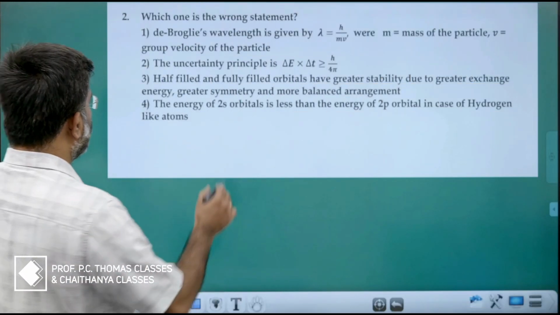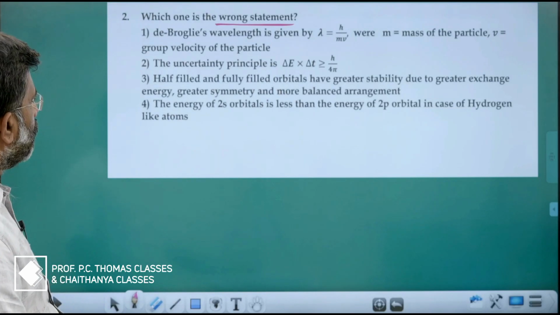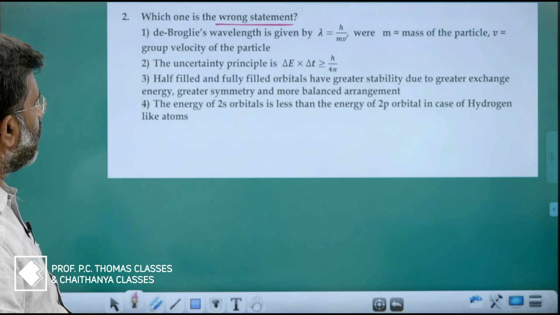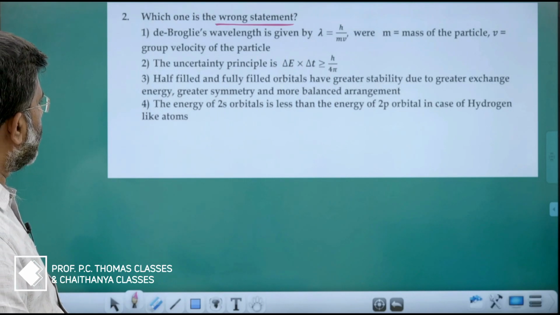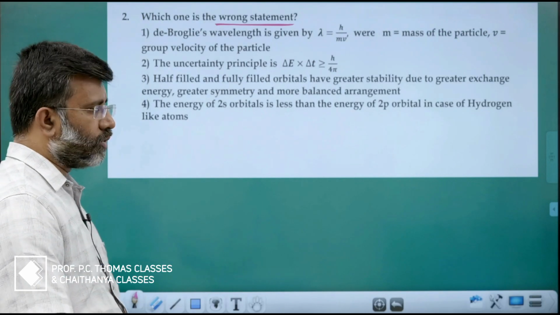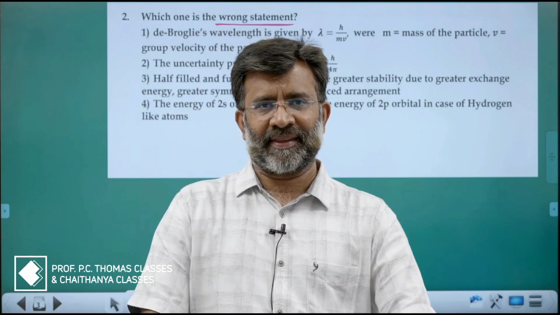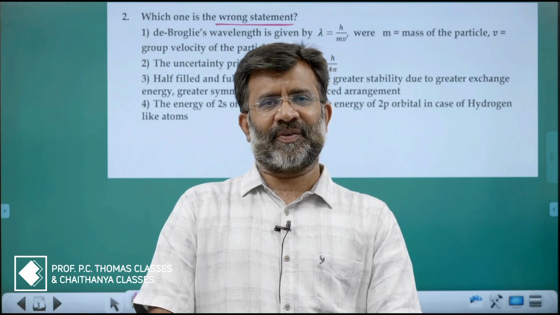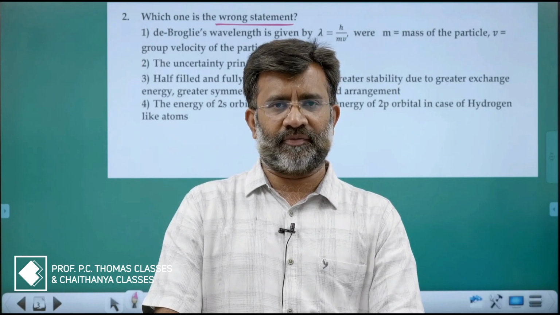Wrong statement. Asked for wrong statement. De Broglie wavelength given, lambda equal to h by mv, all of you know. Uncertainty principle, delta E delta T greater than or equal to h by 4 pi. Uncertainty principle you have learned, right? The product of uncertainty in momentum and position is greater than or equal to h by 4 pi.